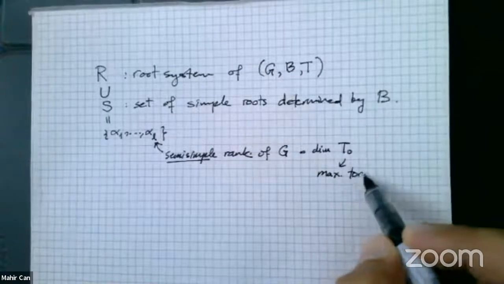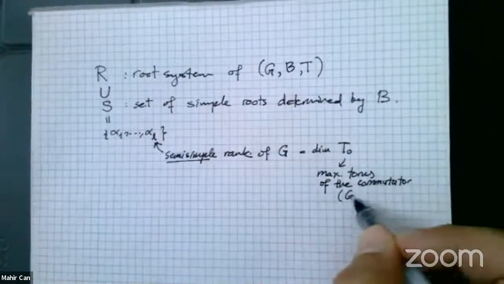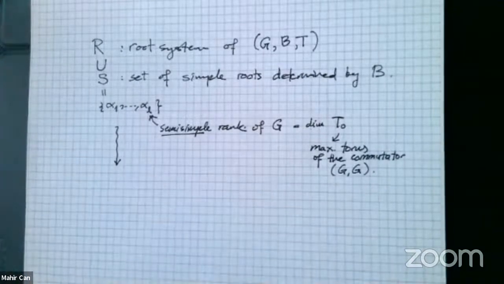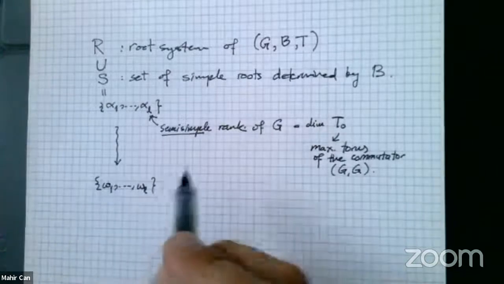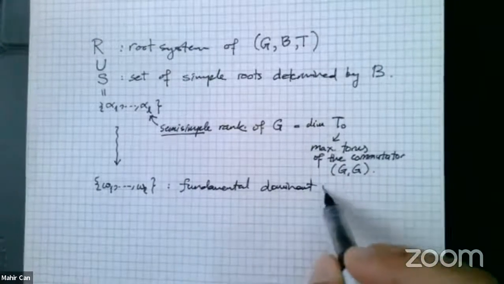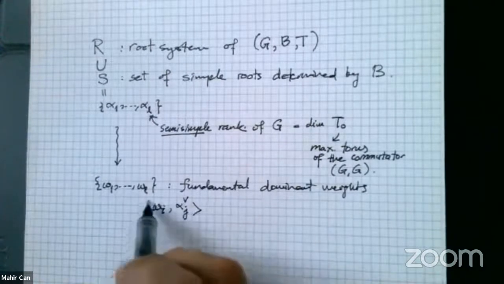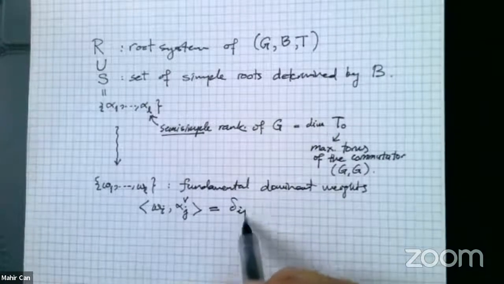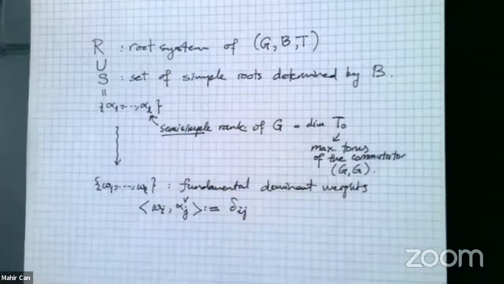which is a semi-simple group. Okay, now from this data, from these alphas, we define fundamental dominant weights. It is omega one up to omega L. These are fundamental dominant weights. The way that we defined them was by this pairing. We took coroots and we insisted that these omega i's are duals of them. Right, so this was the definition of the fundamental weight, the i-th fundamental weight.